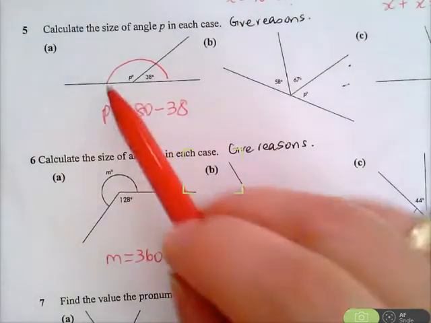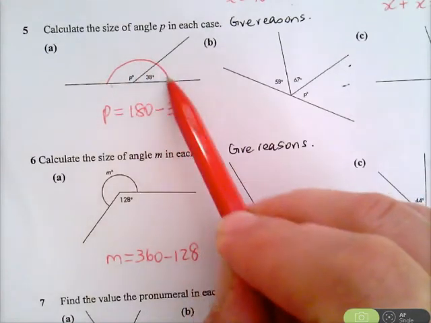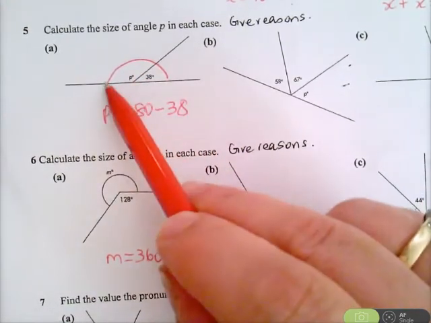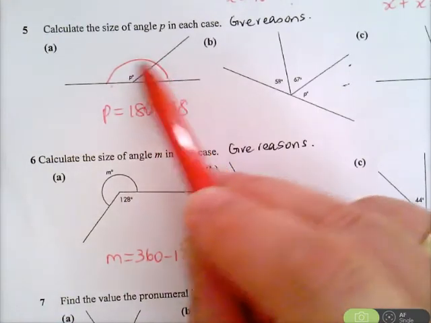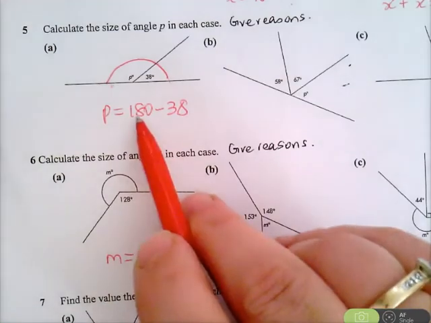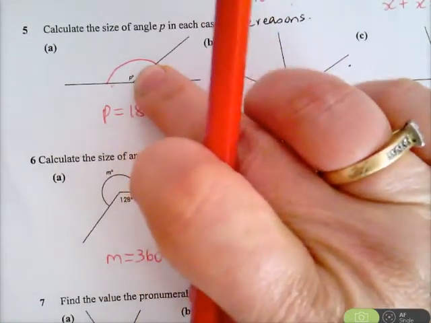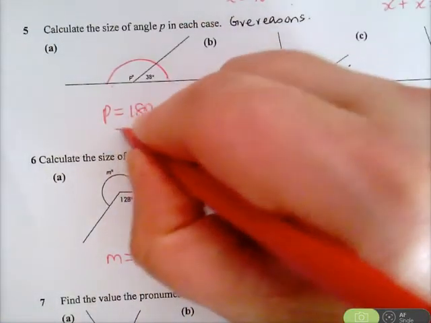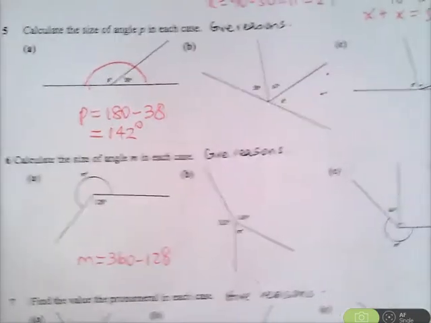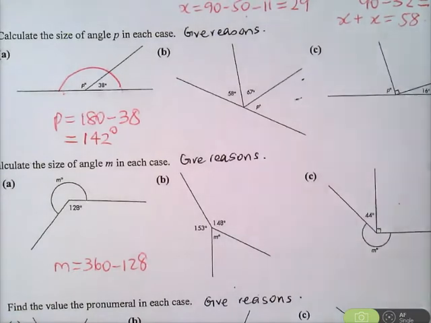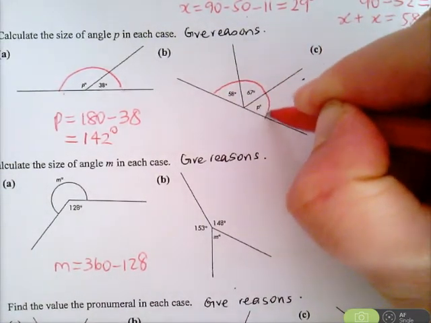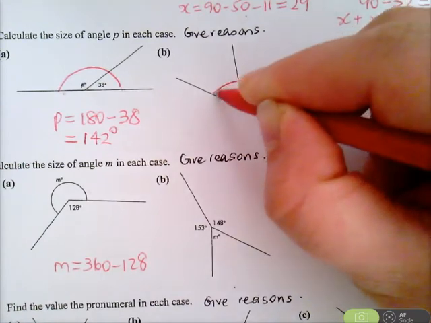Now in the first question, just put a red line over where your angles go and we can see that we've got a straight angle. So that means where this red arc is, that all of this adds up to 180. So to work out P, we do 180 minus 38, gives me what P is, and that will be 142 degrees.